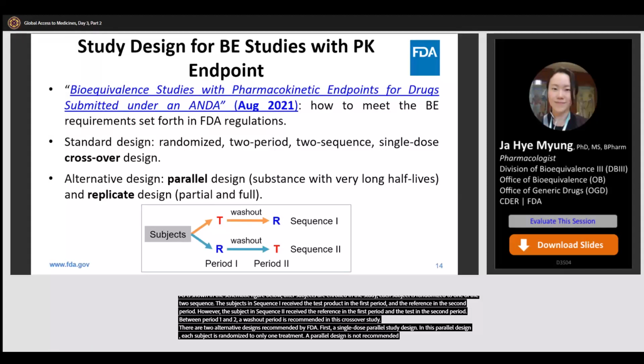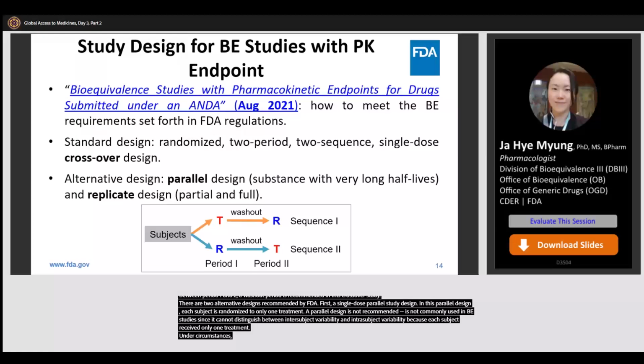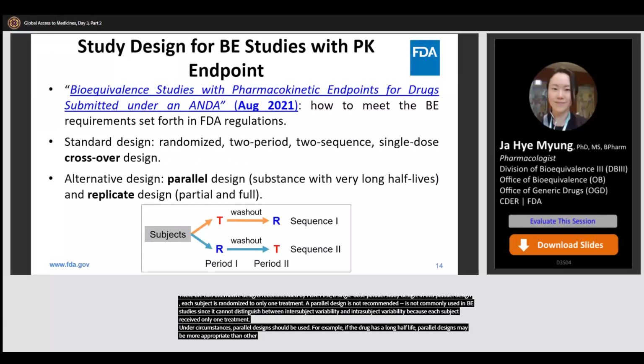commonly used in BE studies since it cannot distinguish between inter-subject variability and intra-subject variability because each subject received only one treatment. Under some circumstances, a parallel design should be used. For example, if the drug has a long half-life, parallel designs may be more appropriate than other designs due to the likelihood of dropouts during the required long washout period.